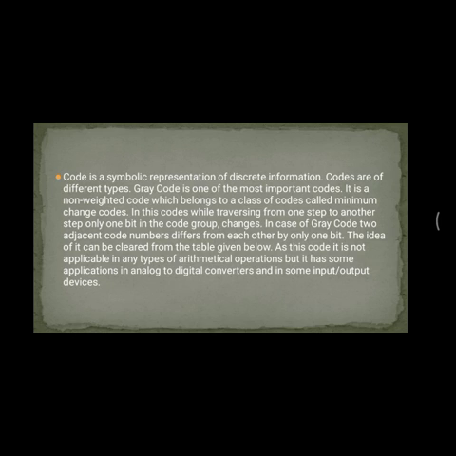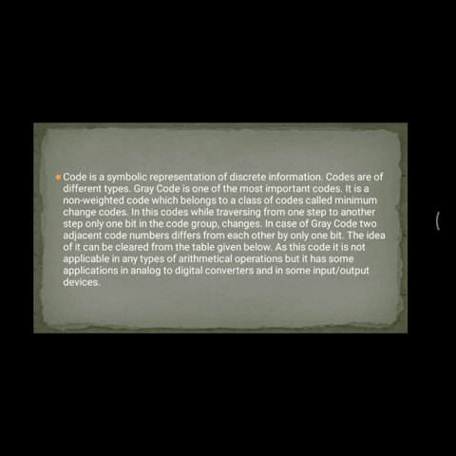Now we are going to see first what is meant by a code. Code is a symbolic representation of discrete information. Codes are of different types. Gray code is one of the most important codes. It is a non-weighted code which belongs to a class of codes called minimum change codes. In this code, while traversing from one step to another step, only one bit in the code group changes.